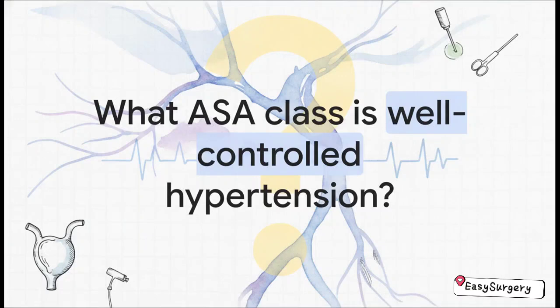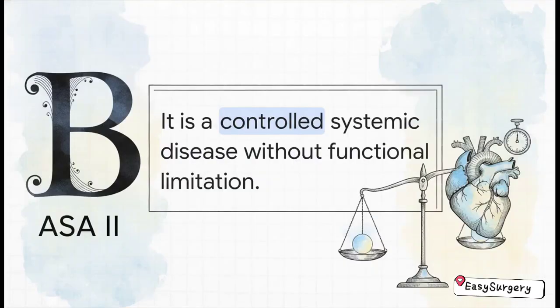Question 2. A patient with well-controlled hypertension is planned for an elective laparoscopic cholecystectomy. Are they A, ASA 1, B, ASA 2, C, ASA 3, or D, ASA 4? Think about how the presence of well-controlled hypertension alters this patient's physical status. And the correct answer is B, ASA 2. It bumps them up because they do have a systemic disease. But because it's well controlled and carries no functional limitation, it hard caps at Class 2. So the key takeaway? Controlled disease without functional limitation caps at ASA 2.